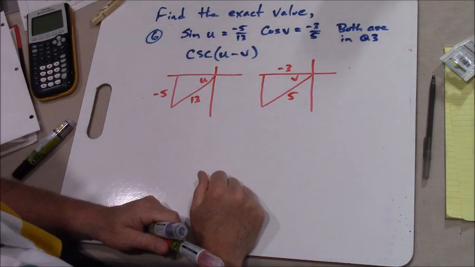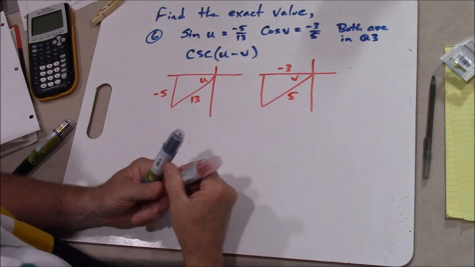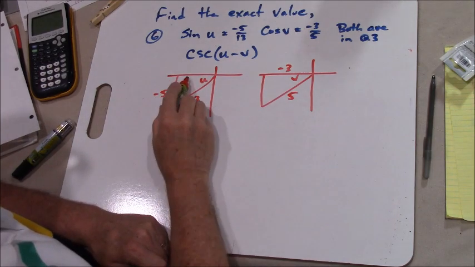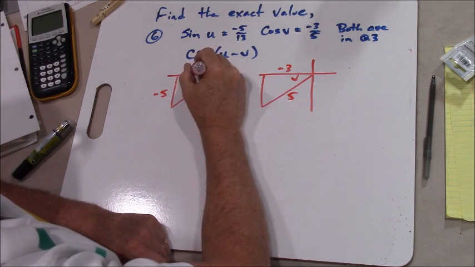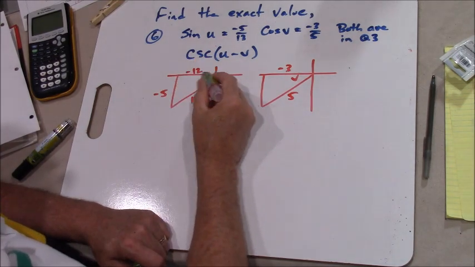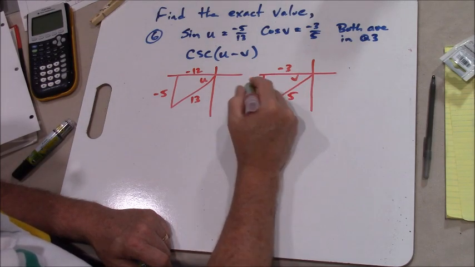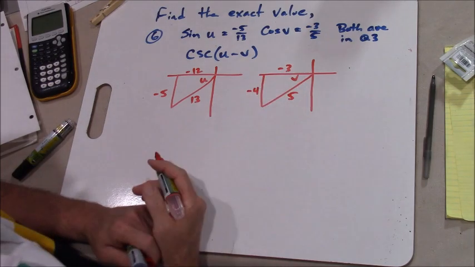Alright, so here's my two triangles. Based on this information, I have to do the Pythagorean theorem to find the missing side here. And that's a triple that I recognize. That's going to be 12. It needs to be negative because we're going in the negative x direction. And here this is a 3, 4, 5. And that 4 needs to be negative.